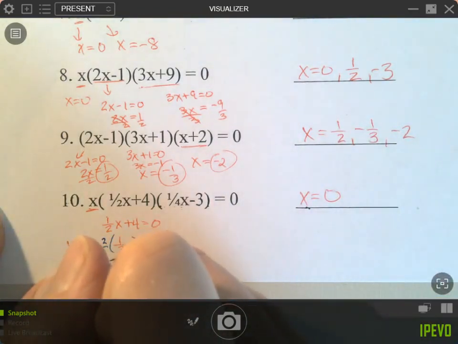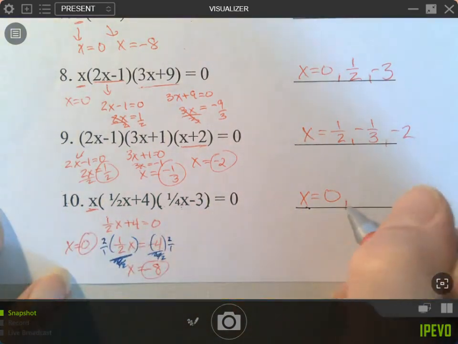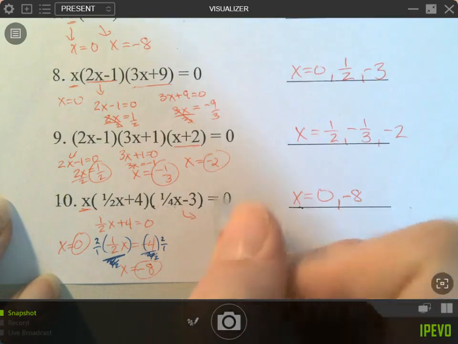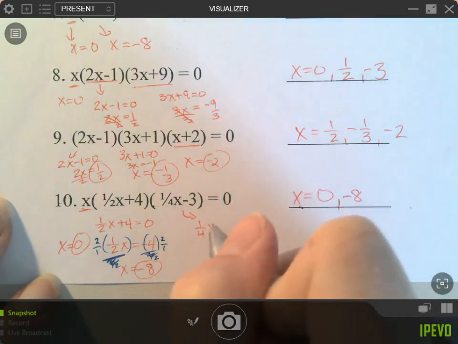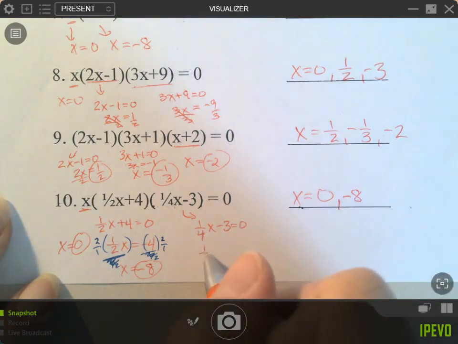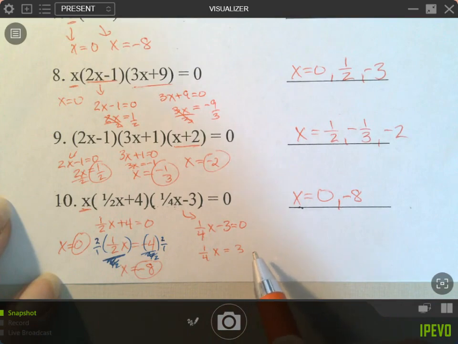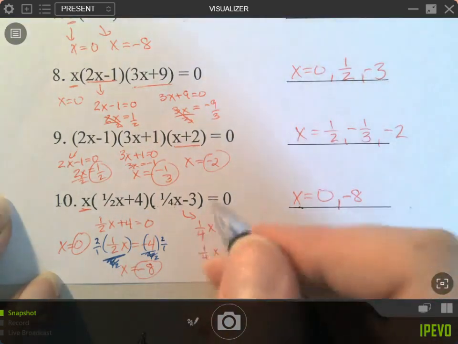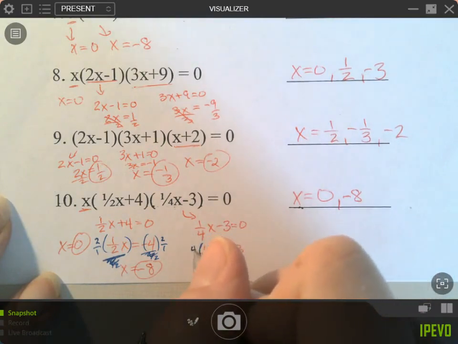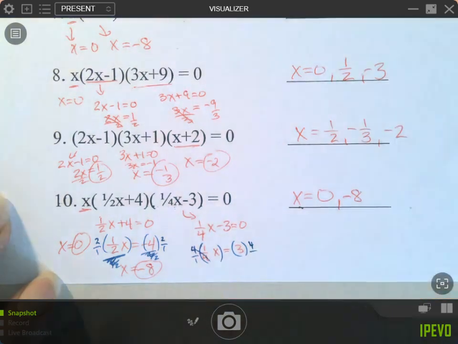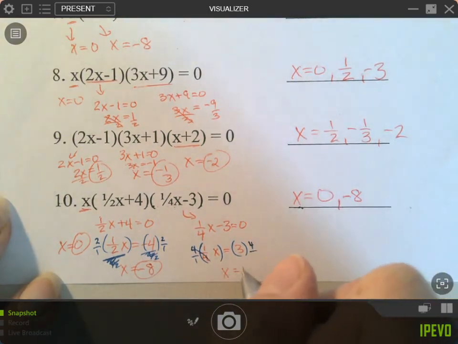So I've got my 0, I've got my -8. And now that we're going to get it right, what would this answer be? 1/4 x minus 3 equals 0. What would I do? I would add 3, and I could divide by 4, and maybe you know that I would get 12. If not, I would multiply by the what? The reciprocal. And I don't have to think, and I don't need my calculator. X equals 12.